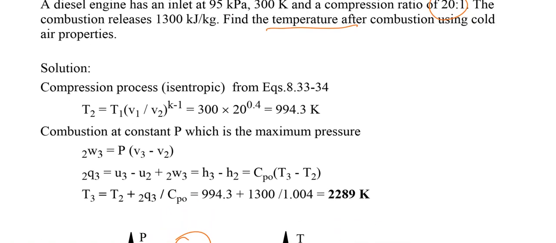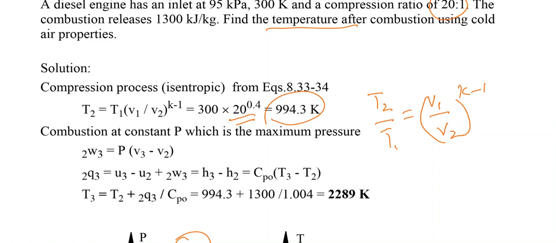At state number 2, the temperature T2 by T1 is equal to V1 by V2 raised to power K minus 1. So T2 would be equal to 300 multiplied by the compression ratio raised to power K minus 1, and for air we are assuming the value of K as 1.4. So we have the temperature T2, which is equal to 994 Kelvin.